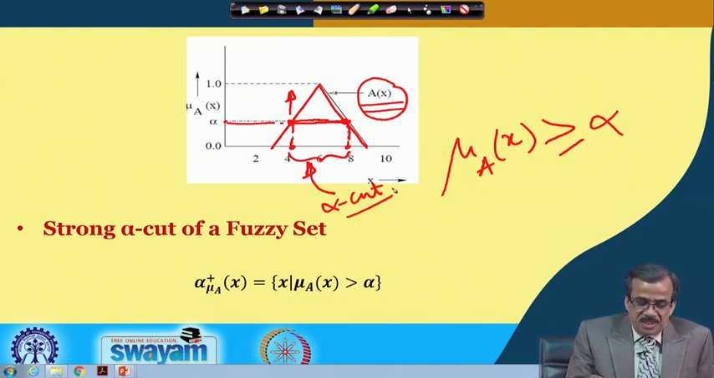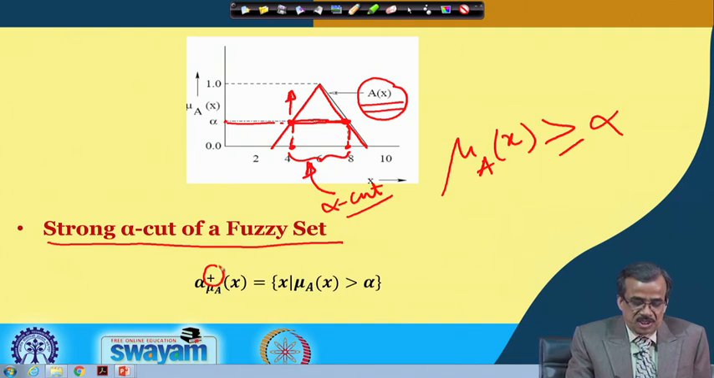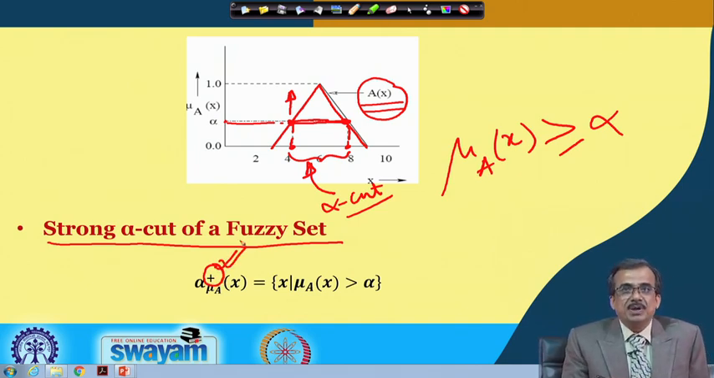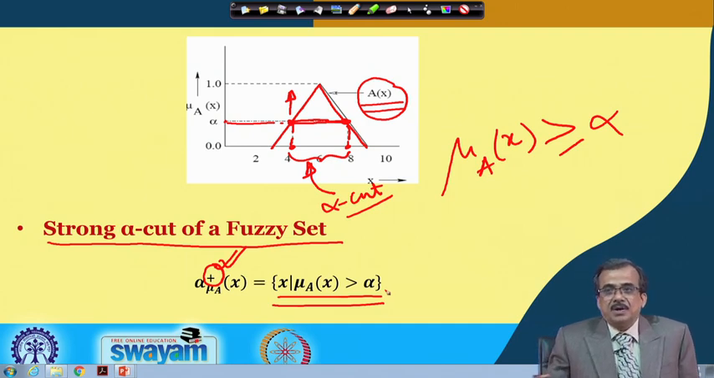Now, another term I am going to define here is known as the strong alpha cut of a fuzzy set. By strong alpha cut of a fuzzy set, we mean alpha mu A(x) plus. So, just to indicate the strong alpha cut, we take the help of this plus symbol, and by definition this is nothing but x such that mu A(x) is greater than alpha. So, this is the definition of the strong alpha cut of a fuzzy set.